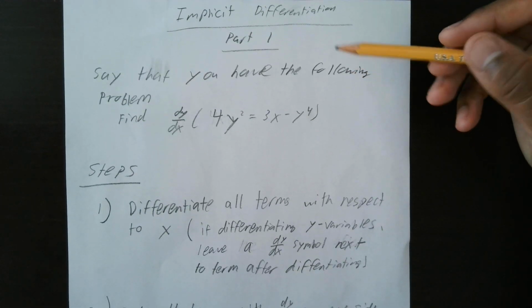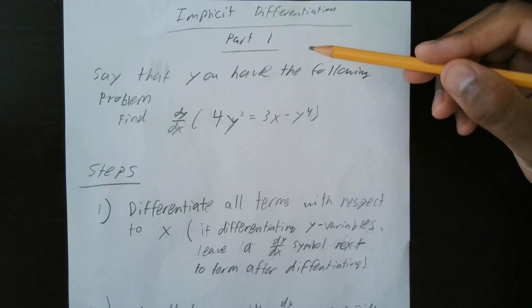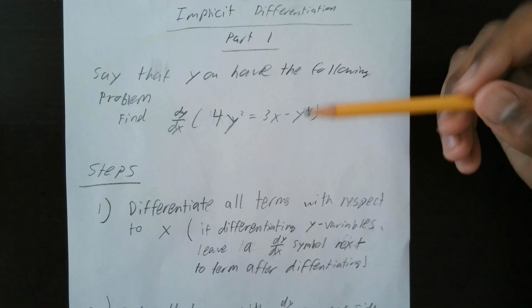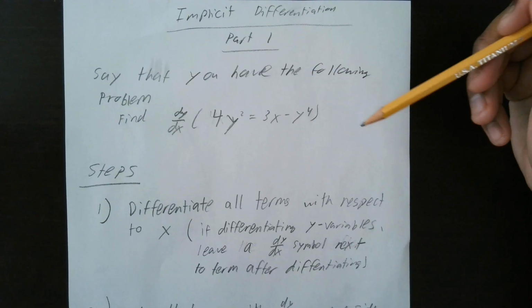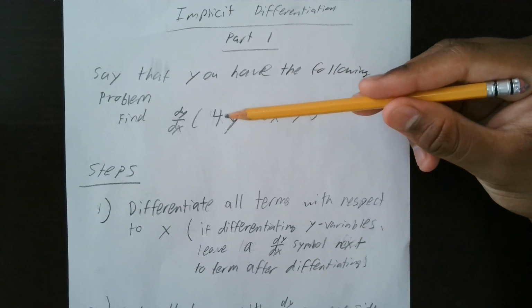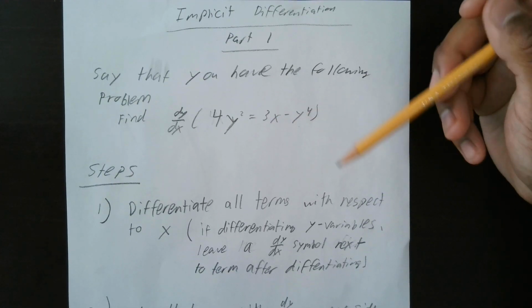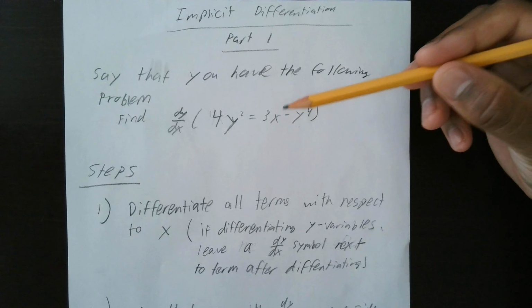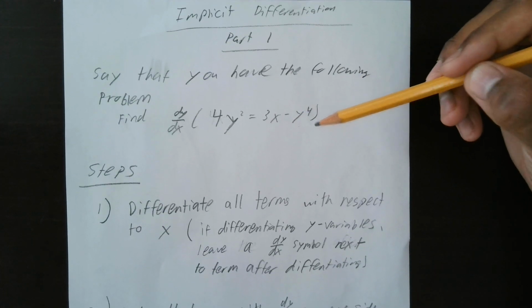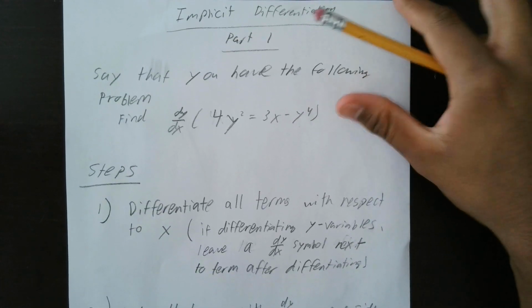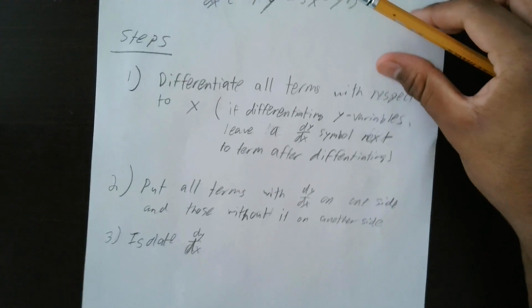Today we'll be going over implicit differentiation, and this will be part 1 of our implicit differentiation lessons. Say that you want to find the derivative of y with respect to x of 4y squared equals 3x minus y to the fourth. The simplest way by far to solve these kinds of problems is to use implicit differentiation, so let's go over the steps for that right here.